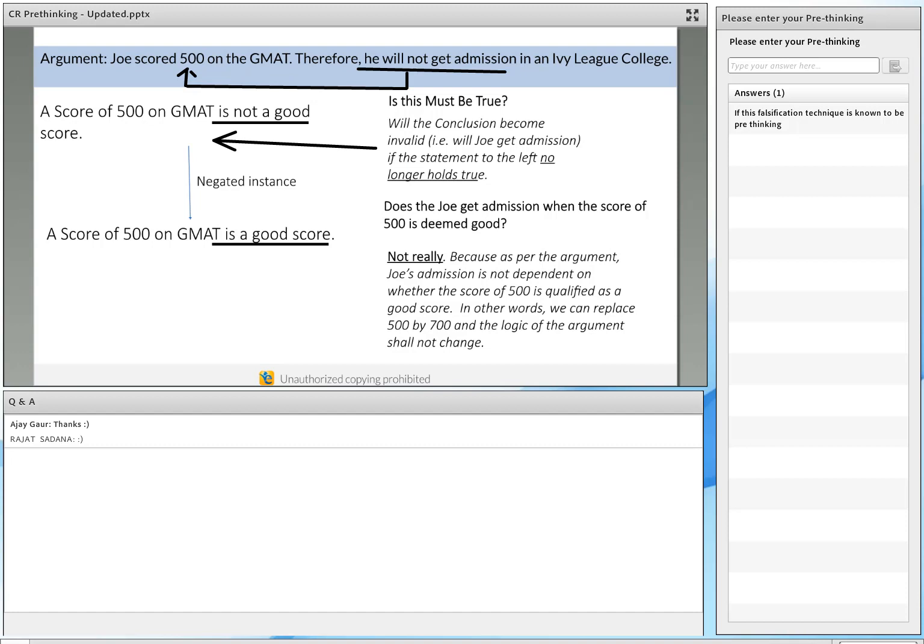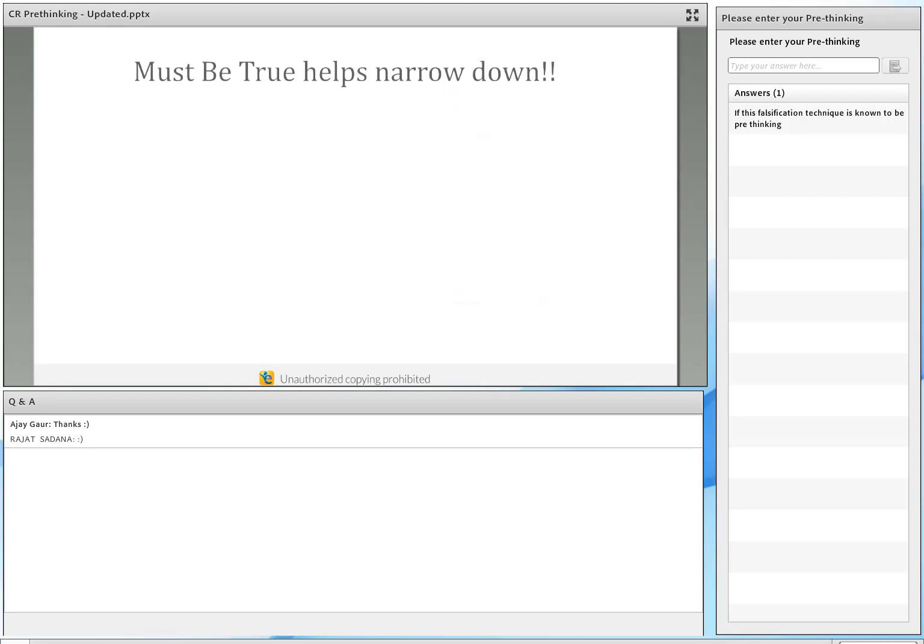Why? Because this conclusion, when you think about it, is not predicated on whether that score of 500 is considered good or bad. The author is just saying Joe scored 500. It's a numerical value, and therefore he will not get admission in an Ivy League college. There's no predication of what that score is considered to be.